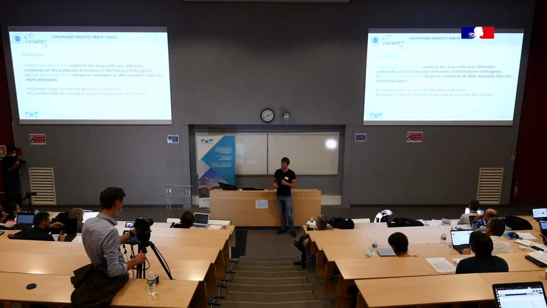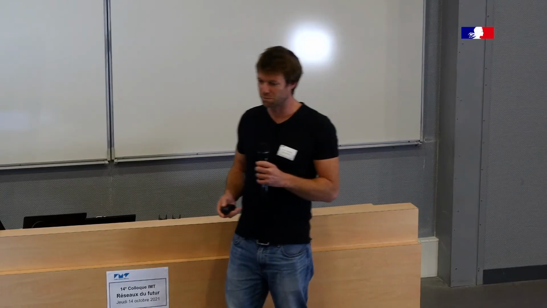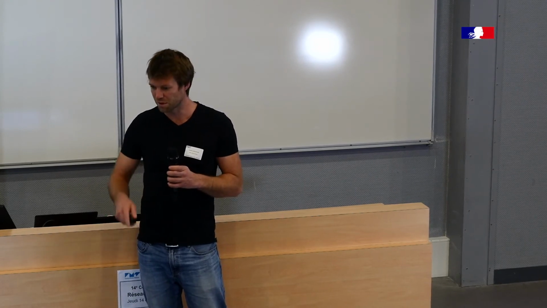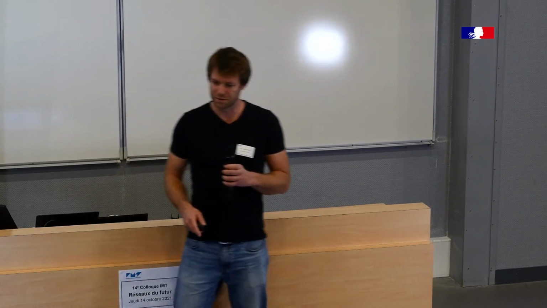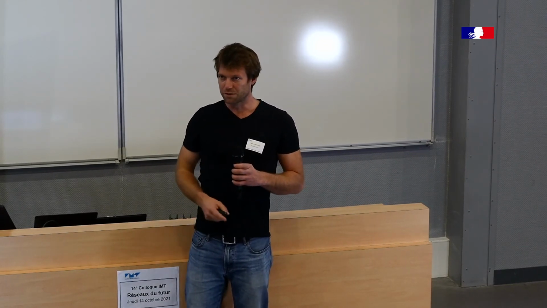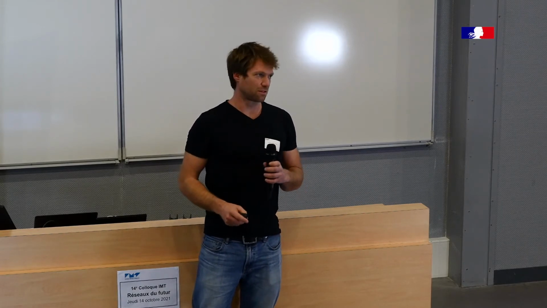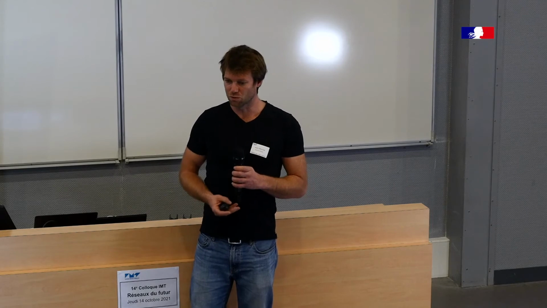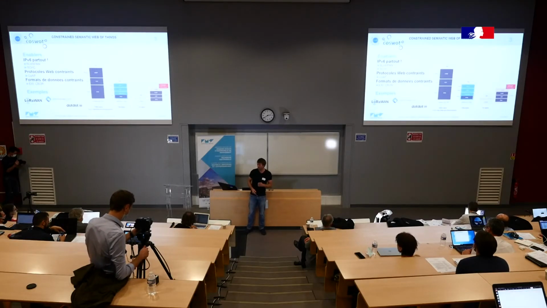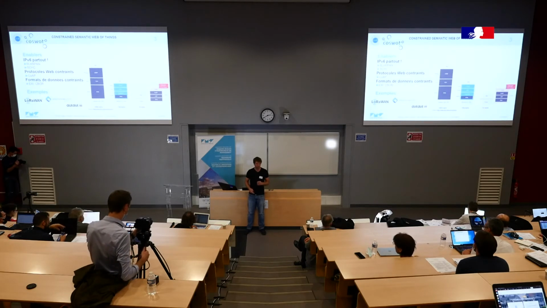Second is how to process data as close as possible to the source, and in particular we are focusing on reasoning. I'll talk a little bit about that later. Some of the enablers are that, as you more and more know, IPv6 is everywhere, so the Internet of Things is growing, and we can talk about internet as soon as we have IP. We're talking about IP in the transport layer then, with things like 6LoWPAN or SCHC.